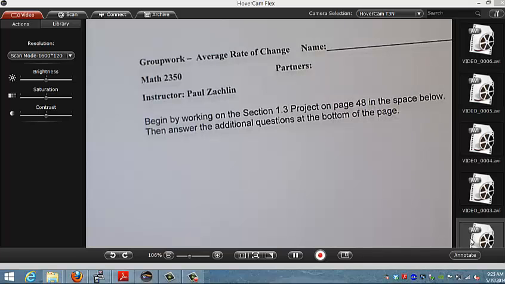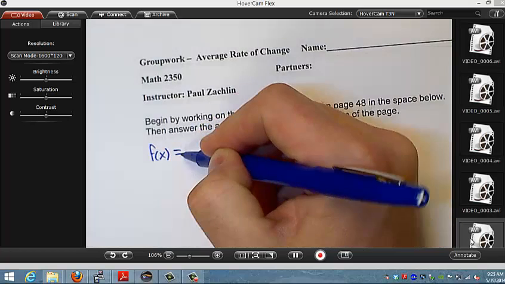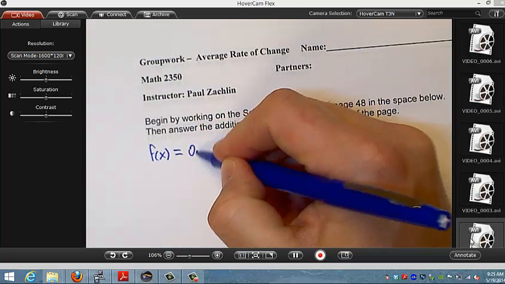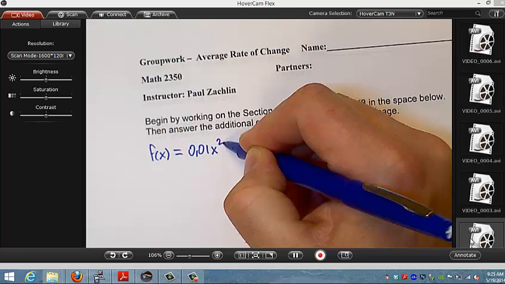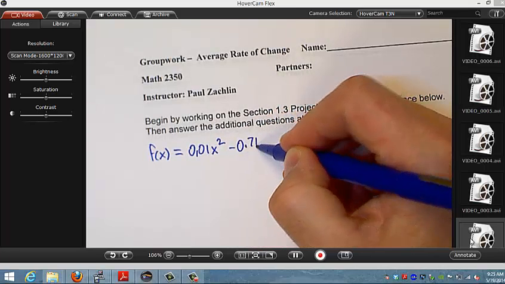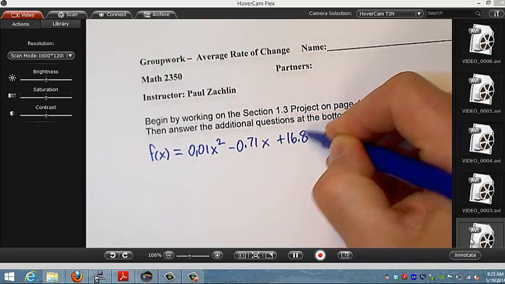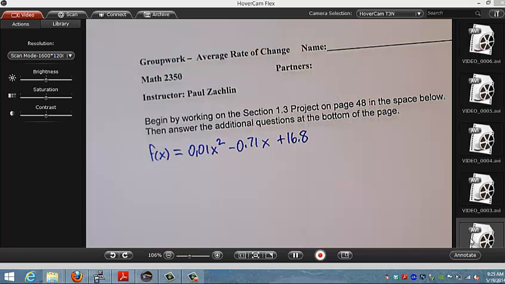All right, so let's write down our function. f of x equals 0.01x squared minus 0.71x plus 16.8. That's a function. All right?